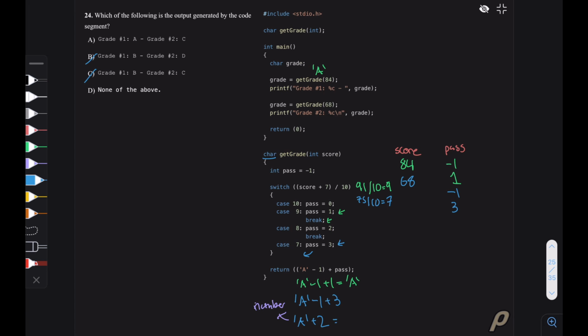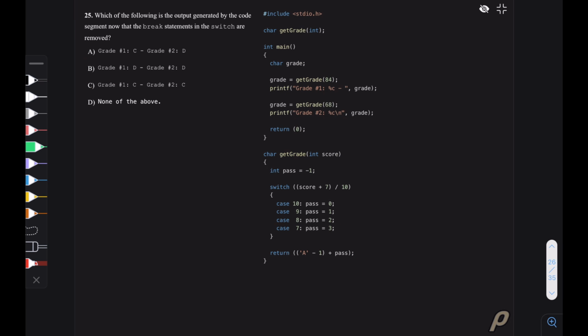But basically the ASCII chart, since these are all capital letters, A, the one after that's going to be capital B, then the one after that's going to be capital C. So we're just going to return a capital C here. So capital C gets returned back up to main. So that means the second thing, grade 2, prints out a capital C, which is A, which is our correct answer. All right, question number 25 now.